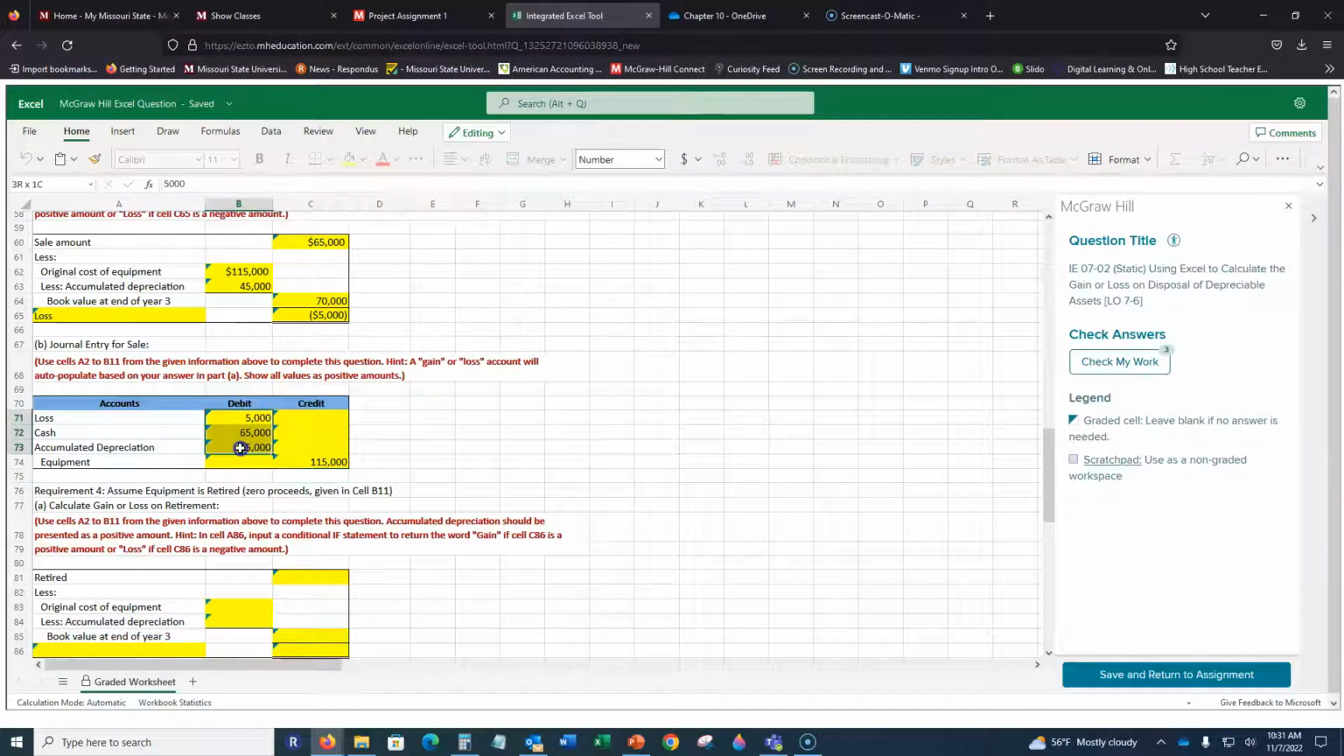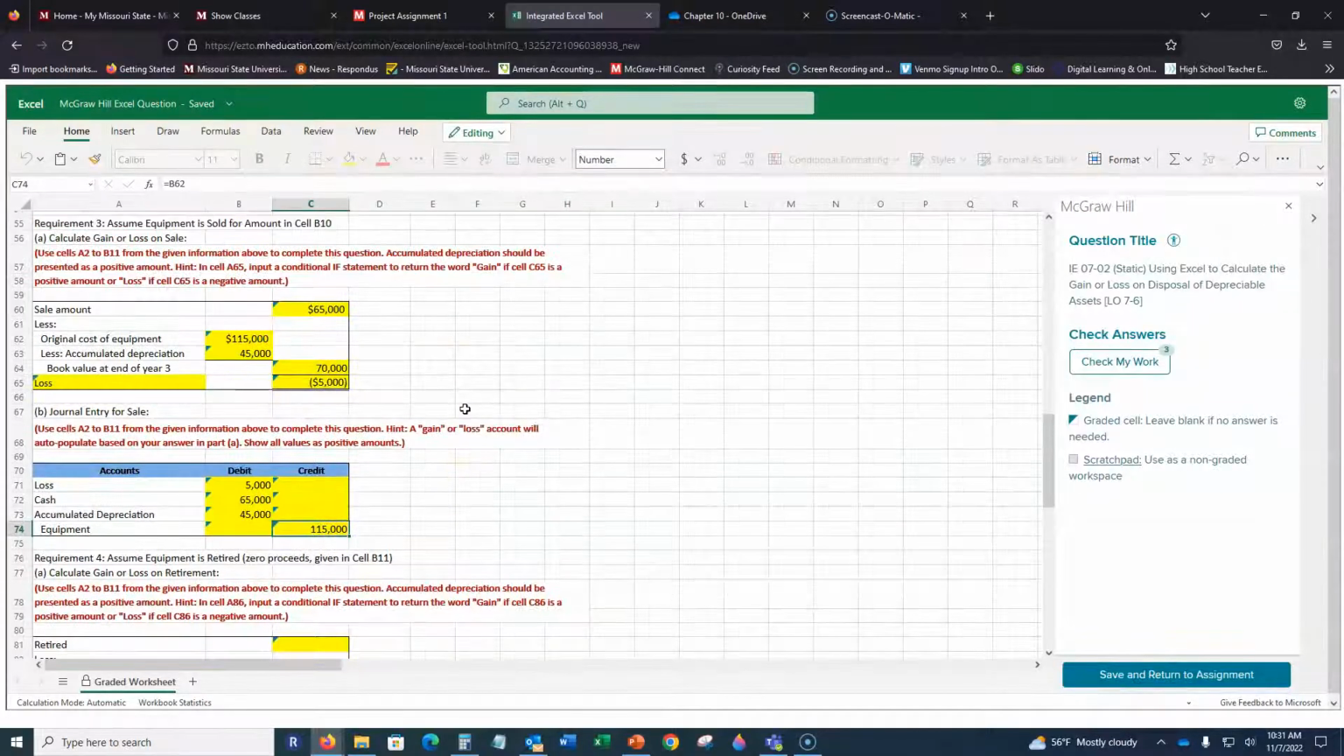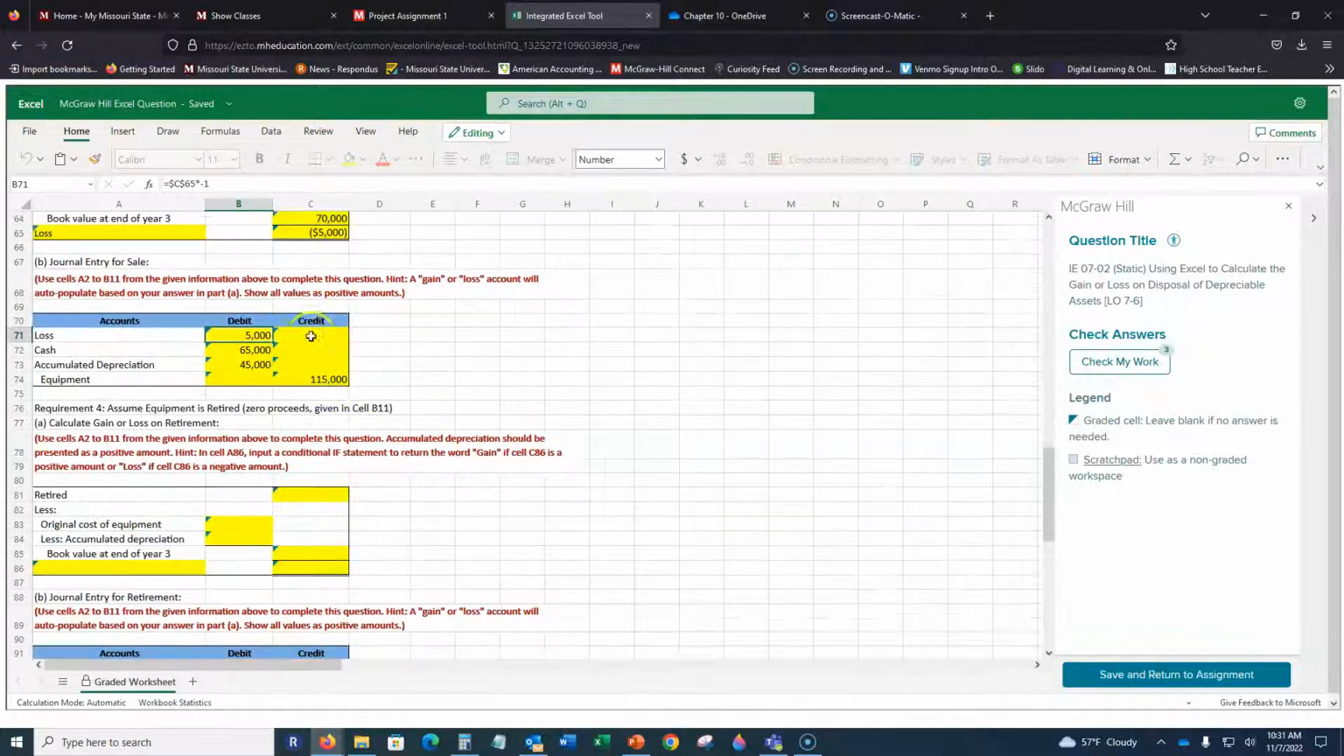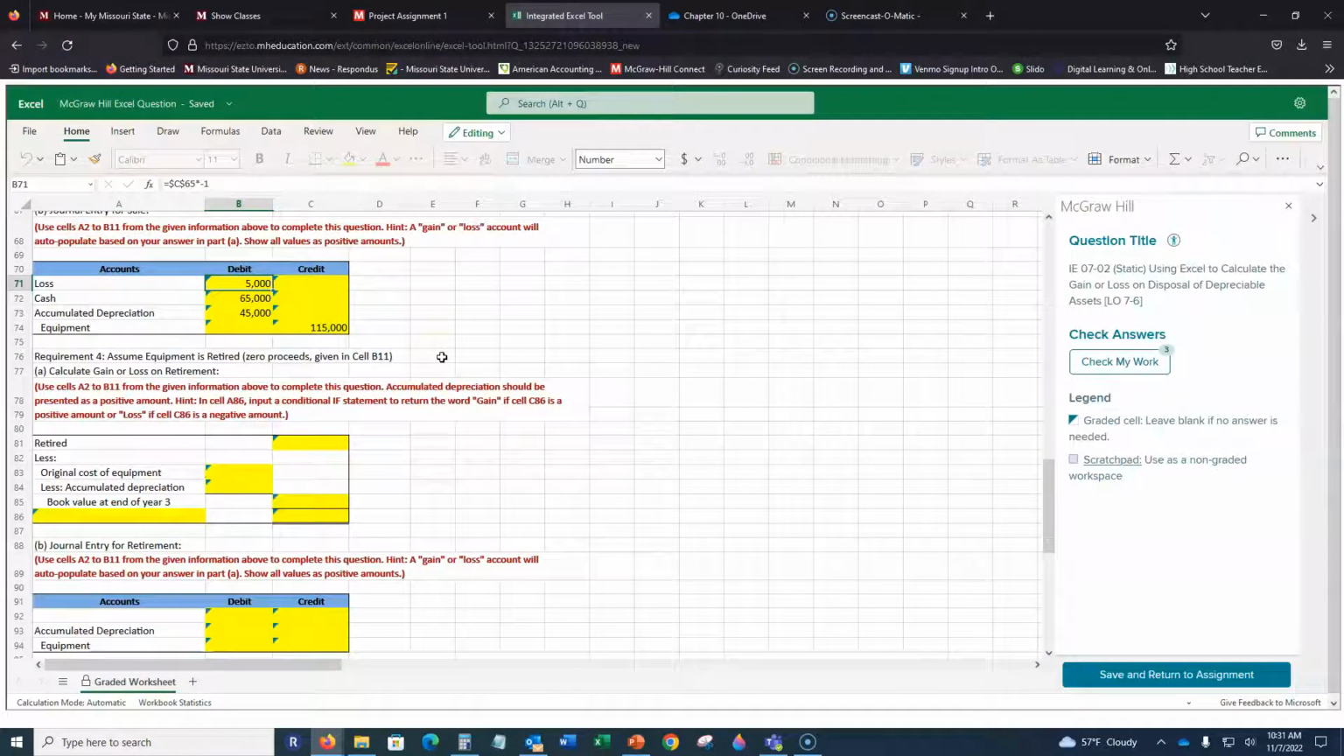We should be able to add these up and see that this equals 115, this equals 115. So credits and debits equal, we are happy. Okay, that's our journal entry there. Now, if we checked our work, they're probably going to tell us this loss here is wrong. Okay, but we do need to show this as a positive amount. The way to do this with a formula would just simply be take cell C65 times -1 is one way to do this, right? And it gives you a positive amount. So that's what I would do. I think if you hard code it in, they'll probably tell you it's wrong.